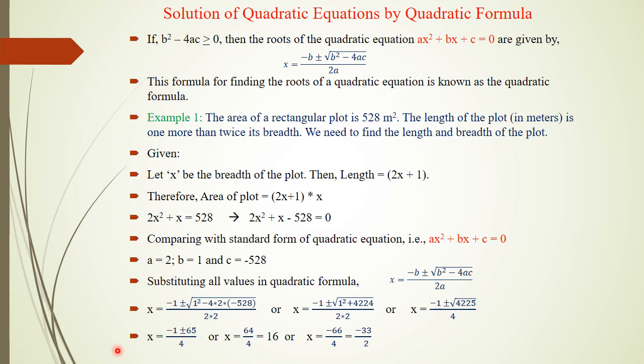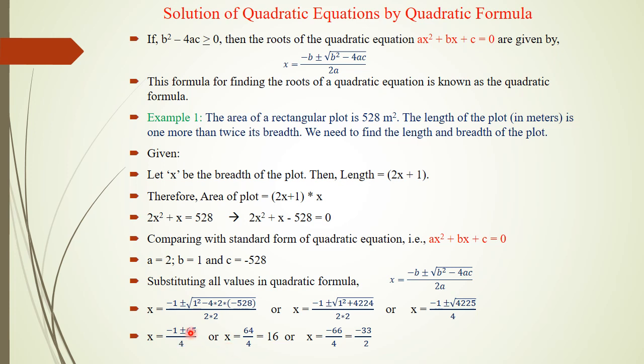Then x equal to minus 1 plus or minus square root of 4225, which is nothing but 65 here. If I consider this 65 to be plus, that will be my one root. When I consider this as minus, that will be my another root. So when I consider plus 65, it will be 65 minus 1, that is 64 divided by 4, that is nothing but 16. Therefore, x equal to 16 is the first root.